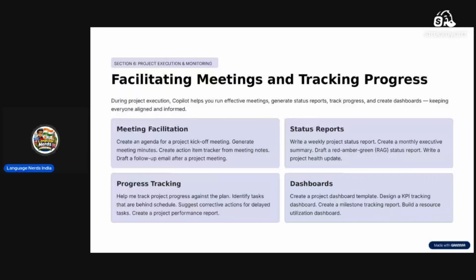For status reports, you could write a weekly project status report, create a monthly executive summary, draft the RAG status report, write a project health update. For progress tracking, the prompt can be, help me track project progress against the plan, identify tasks that are behind schedule, suggest corrective actions for delayed tasks, and create a project performance report.